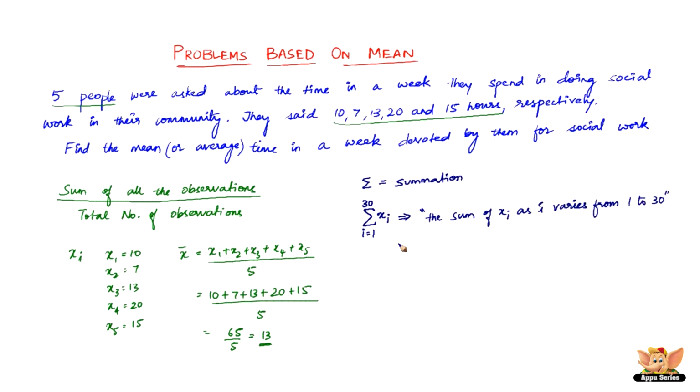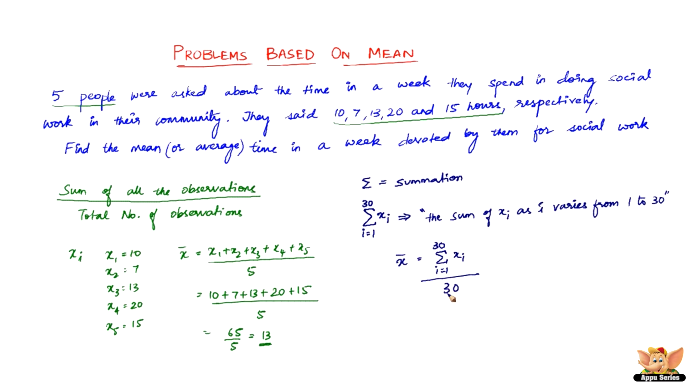So now how do we write the mean? We have x bar equal to, write 30 here, write I equals 1 and write xi. But this is just going to give you the sum. Then you have to divide it by the number of observations. The total number of observations in this case is 30.